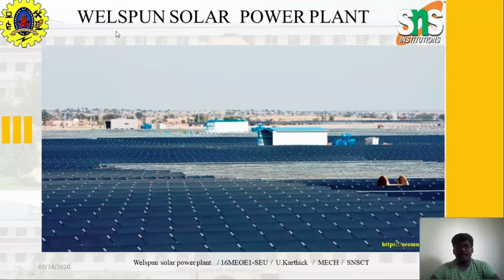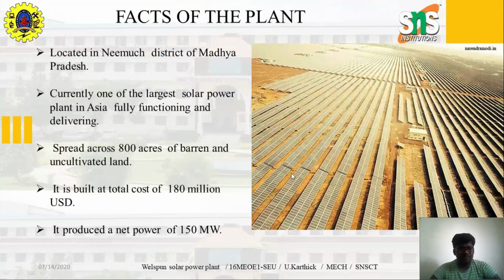Okay. So there is the Welspun solar power plant. They have a power generator, and then an inspection unit is also placed there itself. Yes. What are the facts we need to know about the plant? It is located in the Neemuch district of Madhya Pradesh. Currently one of the largest solar power plants in Asia, fully functioning and delivering. Right. It is spread over around 800 acres of barren and uncultivated land.